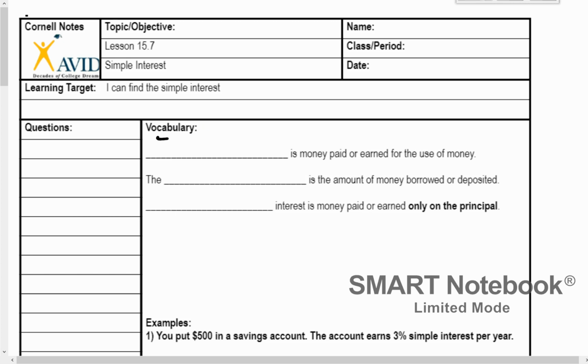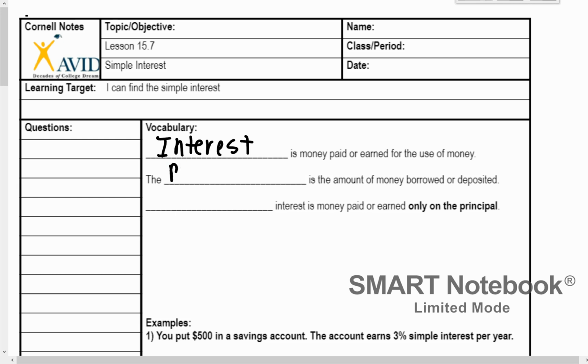So we're going to have interest, which is money paid or earned for the use of money. For example, when you buy a house, unless you have like $350,000 laying around in your bank account, which I don't, you have to take out a loan. The way that banks earn money is by charging you interest on the money that you borrow. Also, credit cards earn money by charging interest on the amount you spend if you don't pay your bill when it's due. So that's what interest is: the money paid or earned for the use of money.